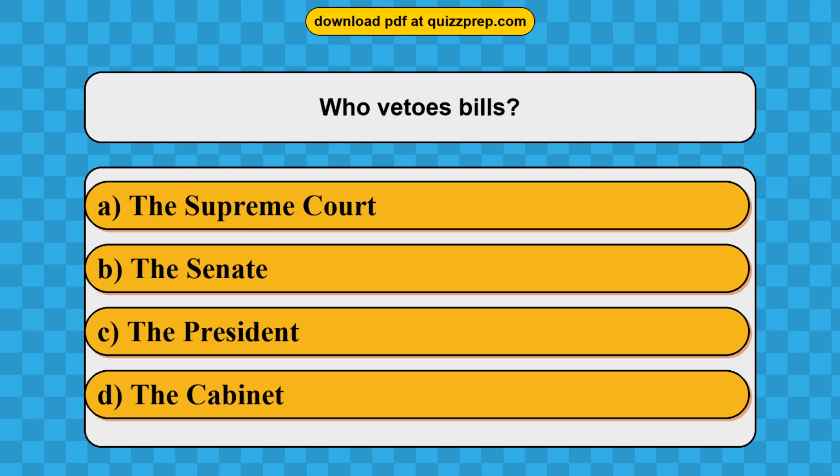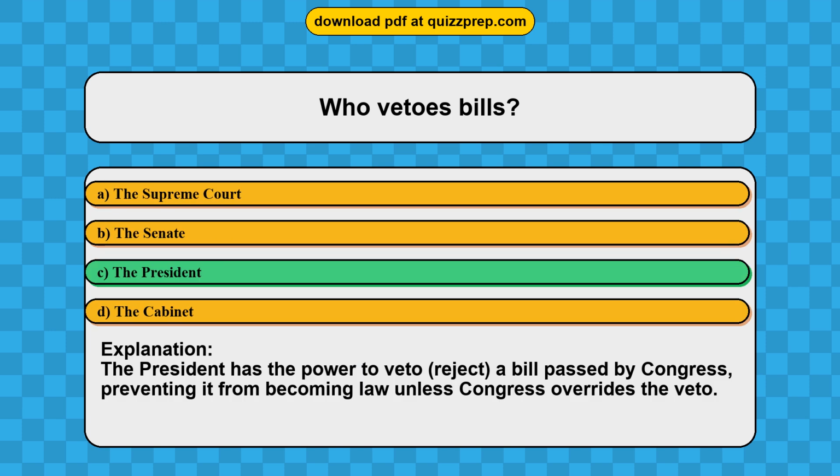Question 66. Who vetoes bills? Option A, the Supreme Court. Option B, the Senate. Option C, the President. Option D, the Cabinet. The correct answer is option C, the President. The President has the power to veto, reject, a bill passed by Congress, preventing it from becoming law unless Congress overrides the veto.